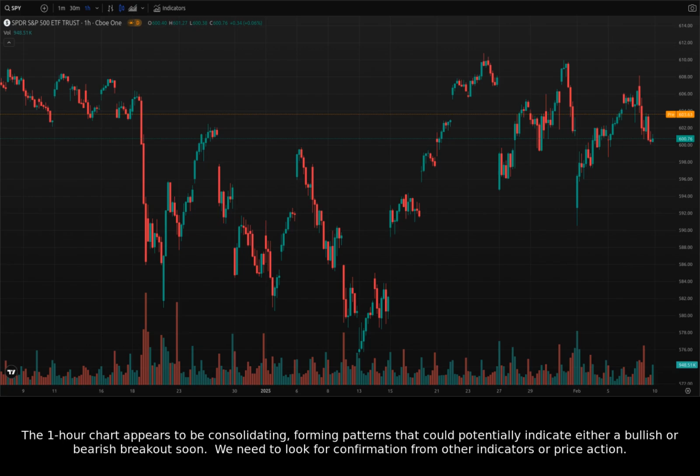The 1-hour chart appears to be consolidating, forming patterns that could potentially indicate either a bullish or bearish breakout soon. We need to look for confirmation from other indicators or price action.